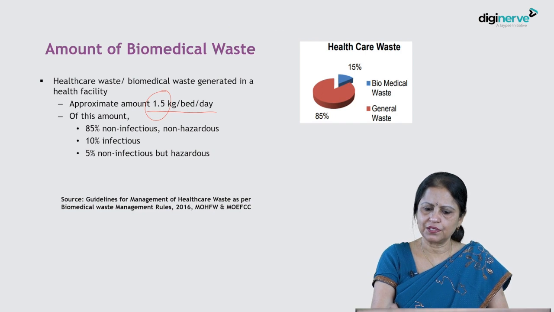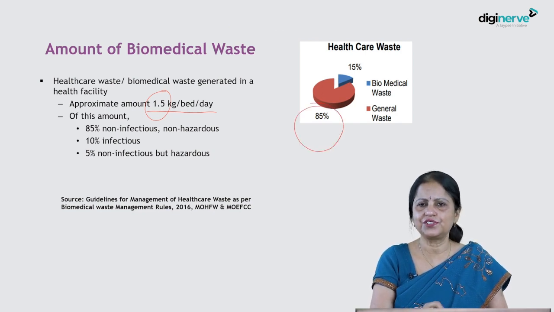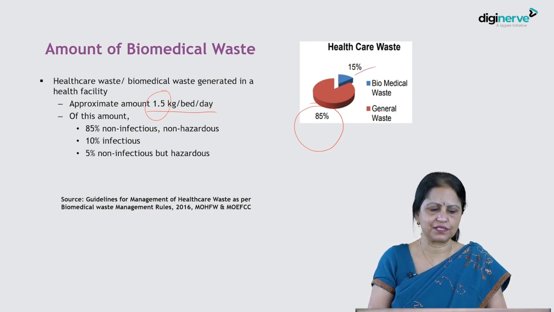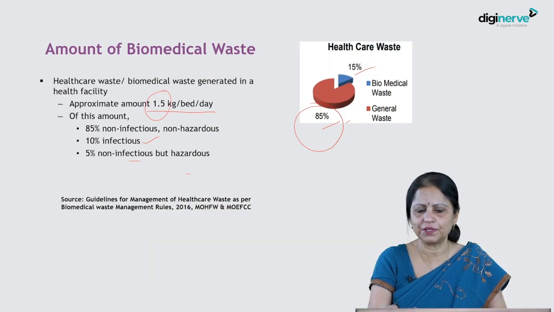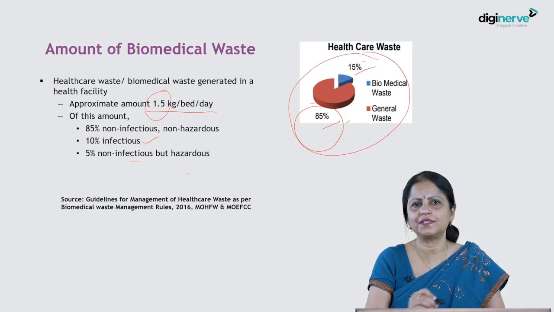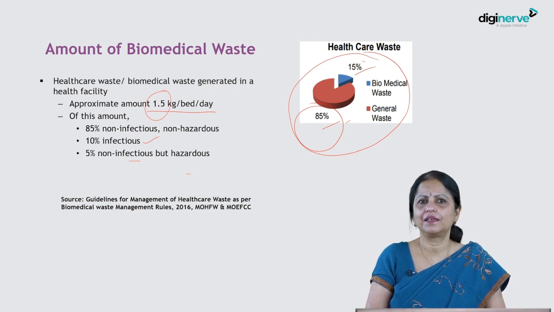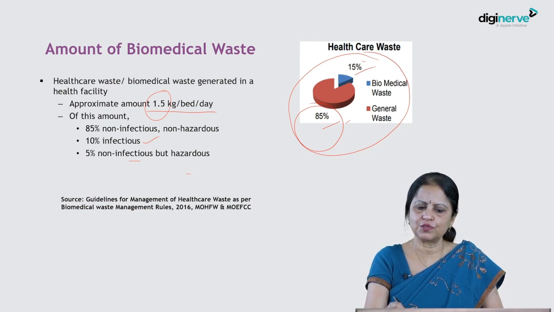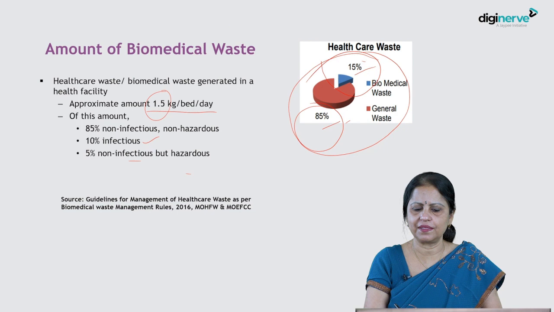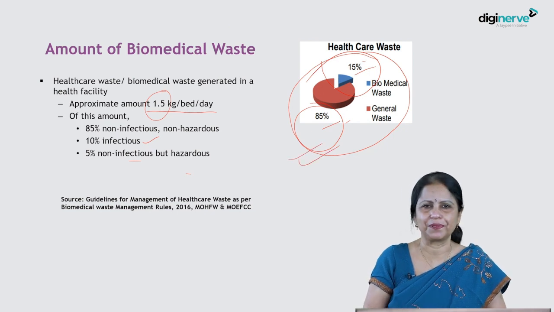So the waste, as you see here, major part of it is general waste. 85% is general waste. Only 15% is biomedical or hazardous waste. So out of that, 10% is infectious and 5% is non-infectious but hazardous waste. So importance of this is that if this amount of general waste is mixed with this amount, the whole thing becomes voluminous and incurs a lot of cost and time to dispose that off. So it is best to segregate so that we have to deal with only this part and the rest of it can go along with municipal waste.